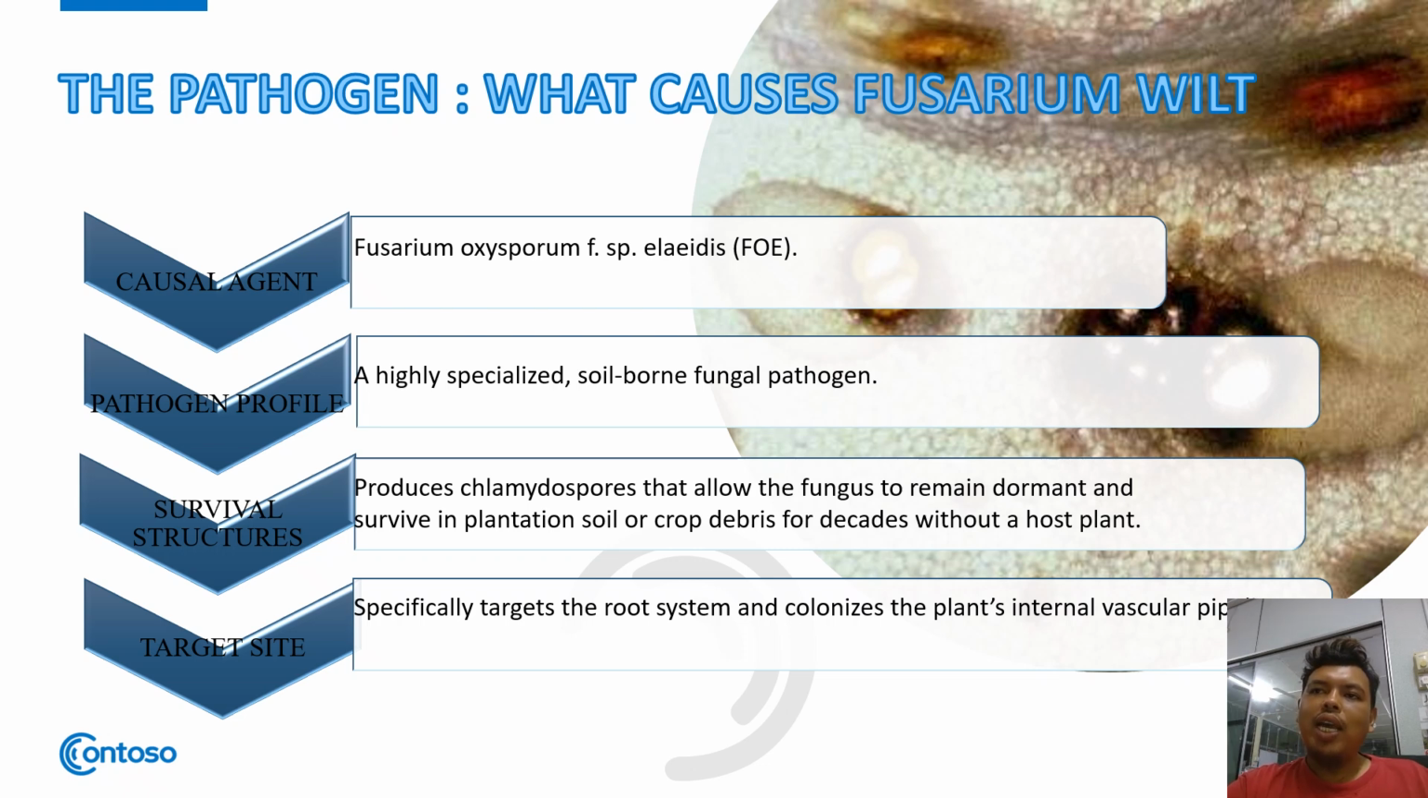What makes FOE exceptionally dangerous in a plantation setting is its production of chlamydospores. These are thick-walled survival spores that allow the fungus to remain dormant in the soil or within old crop debris for decades. Even without a live host plant present, once active, it specifically targets the root system of the oil palm and aggressively colonizes the plant's internal vascular pipeline.